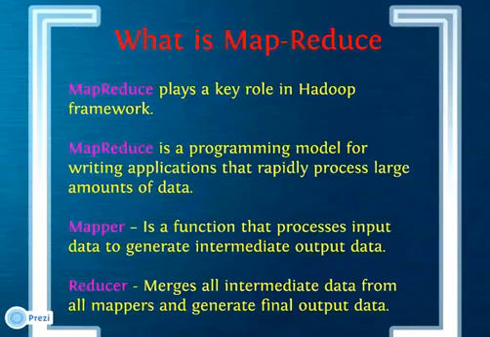It is a programming model for writing applications. A MapReduce program is capable of executing on multiple machines parallelly at the same time, and that's why it allows us to rapidly process a large amount of data. MapReduce consists of two parts, mapper and reducer. We'll be explaining these things with the help of the school example again.